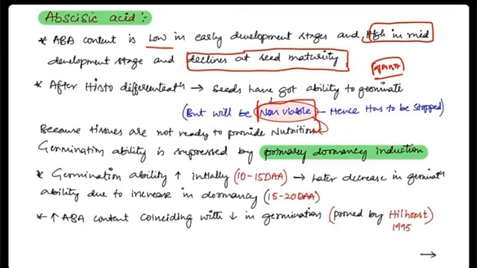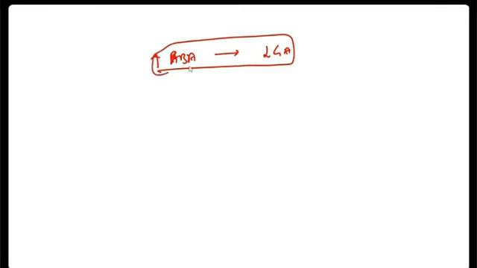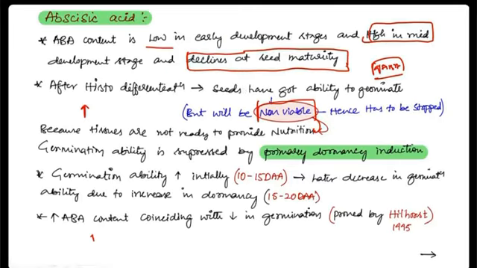Okay. In the earlier slides I told you that the higher the ABA content, the lower the GA content. This coinciding situation was proved by Ooms in 1995. The increase in the concentration of ABA, coinciding with the decrease in germination, was proved by him in 1995.